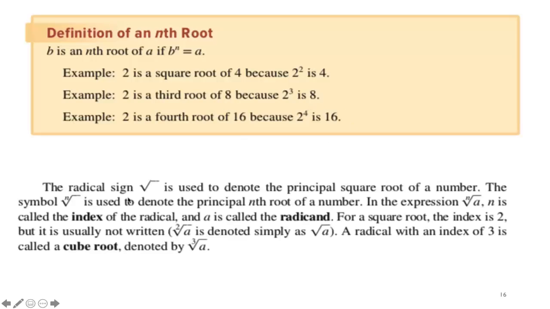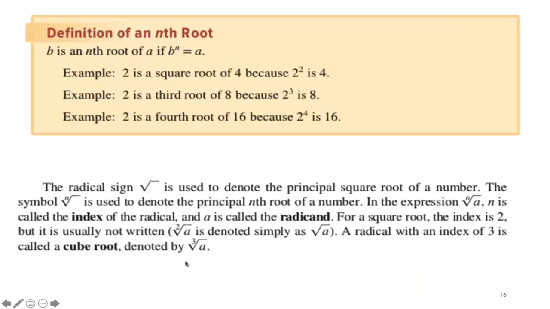So this radical sign is used to denote the principal square root, as we saw. In the same way, this symbol, the radical with the n, called the index of the radical, denotes the principal nth root of a number. And the number inside of the radical is called the radicand. For example, instead of putting a 2 in front of it, we just do the radical by itself. So without any index, it's understood to be a square root. But if I want a cube root, then you have to put a 3 in front of the radical symbol, and this is called the cube root.